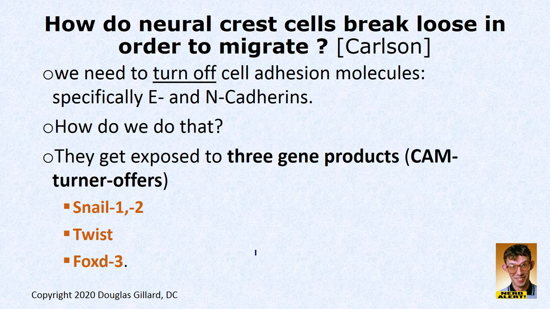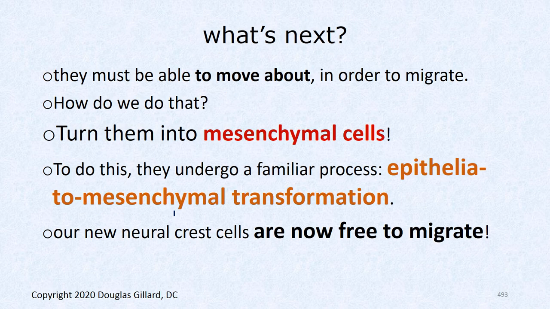How do neural crest cells break loose? Well, they have to break loose. They have to shed their E-cadherins and N-cadherins. And how do they do that? They get exposed to three gene products, which are kind of transcription factors. We've got Snail 1 and 2, Twist is a new one, and FOXD3. These are the ones that make them become mesenchymal, and they break the bonds between them.